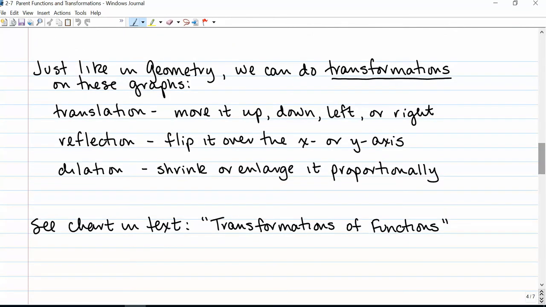Just like we did in geometry, we can do transformations on these graphs. We can do a translation, which means we move it up, down, left, or right. A reflection, which means that we can flip it over the x or y axis. Or a dilation, which will shrink or enlarge the graph proportionally.